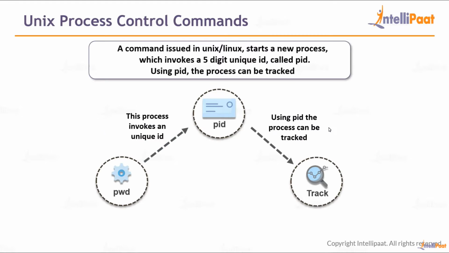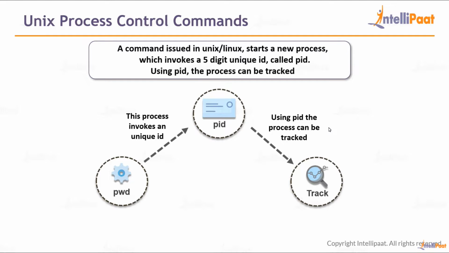Moving ahead, you can see here that a command issued in Linux starts a new process which invokes a 5-digit unique ID called the process ID, or PID. Using the process ID, the process can be tracked. So if you type in a command, that command will invoke a process, and that process should have a process ID. Once it invokes that ID, you can use it to track that particular process. It is basically reverse checking it.